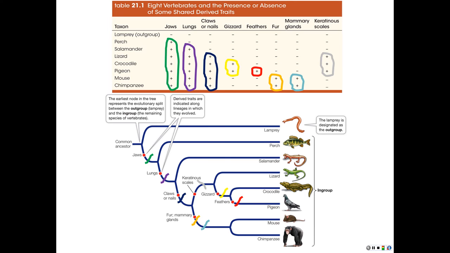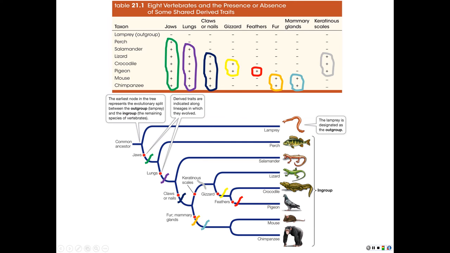And typically what's going to happen here is we determine the ancestral, plesiomorphic character state for the outgroup, and in this case it's going to be lack of jaws, right? Lampreys don't have jaws. So we say our common ancestor and our early diverging lamprey group don't have jaws. The lampreys retained that plesiomorphic character of not having jaws.